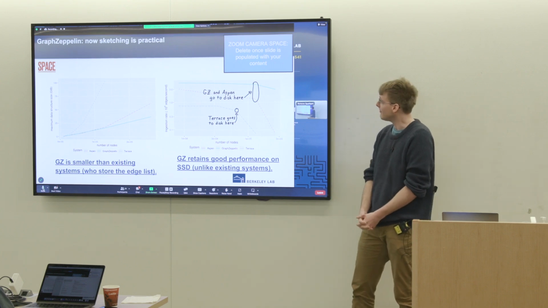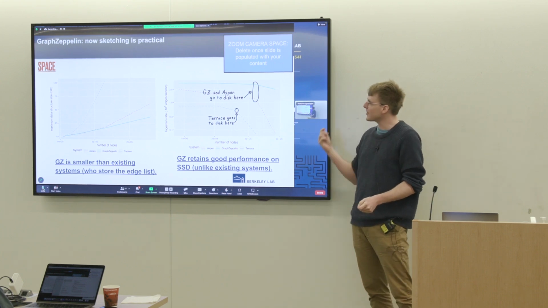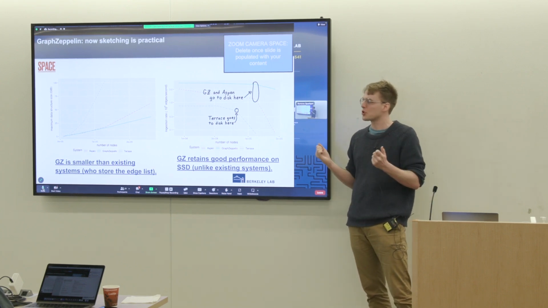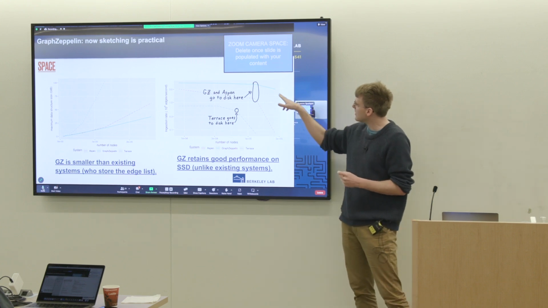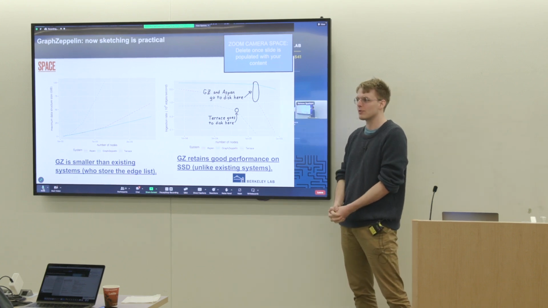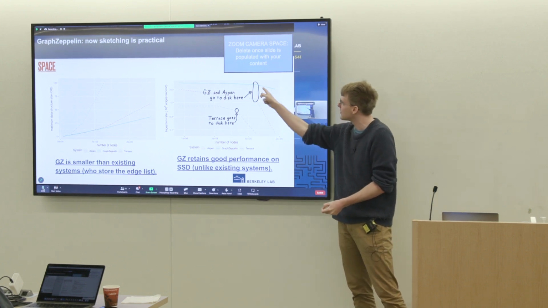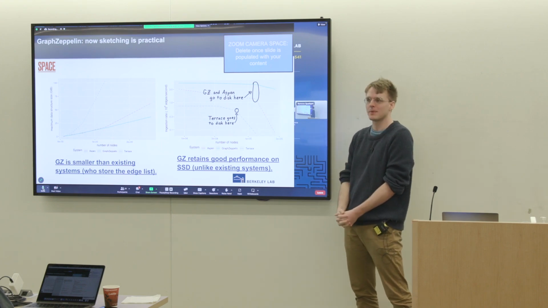We also have a plot here showing the ingestion rate of all these systems as the graphs get larger and denser. And so at a point when each of these systems' representations are too large to fit in RAM and they go to disk, we see this solid line shows that our system has a little bit of fall off in performance, but not that bad.